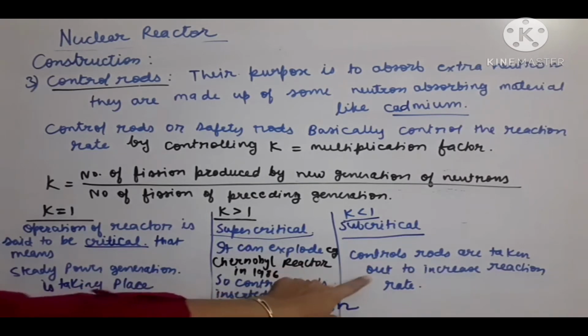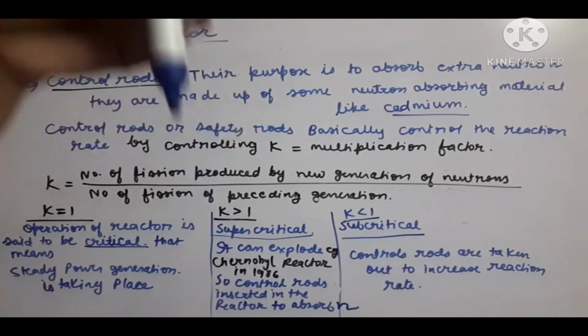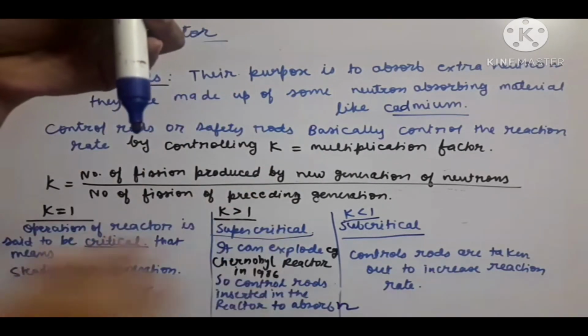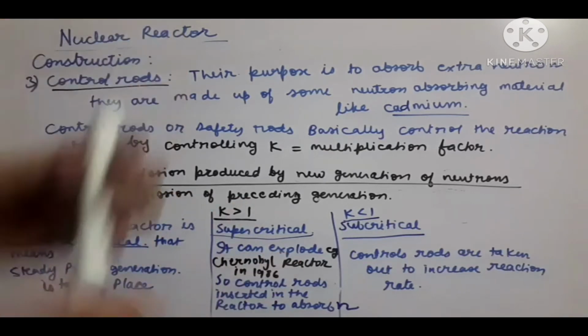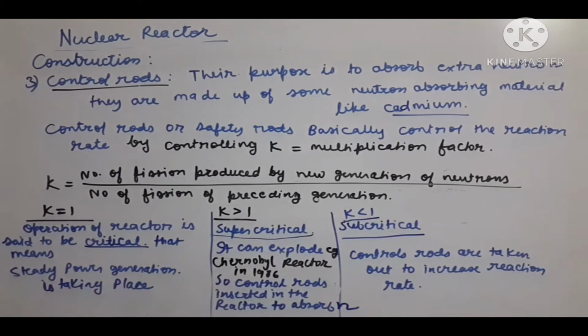The control rods are taken out. Control rods which were inside the reactor should be taken out so that enough neutrons pass and they cause more fission reactions. So this way, K equal to 1, K greater than 1 and K less than 1, we have understood three categories. So multiplication factor means this.